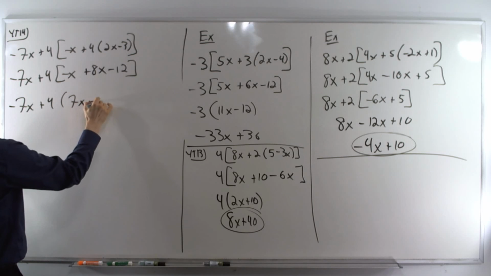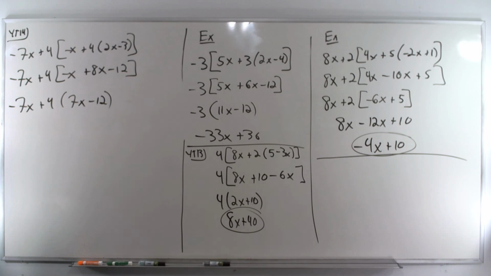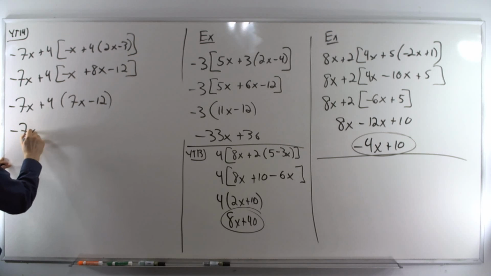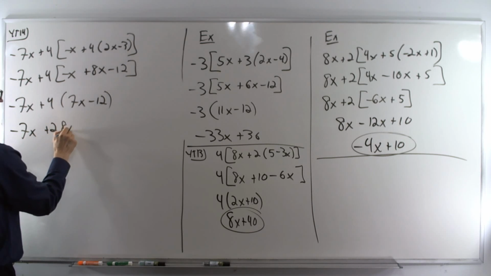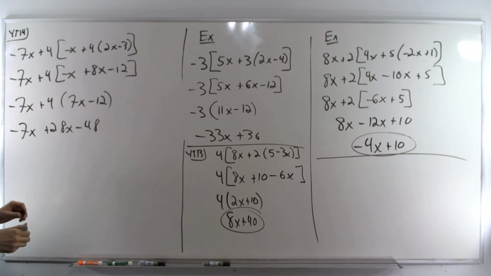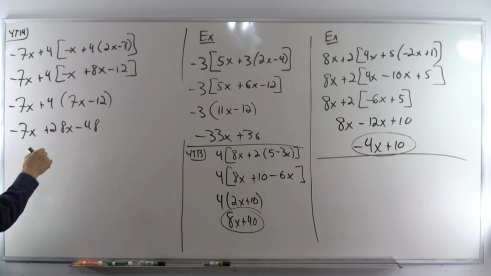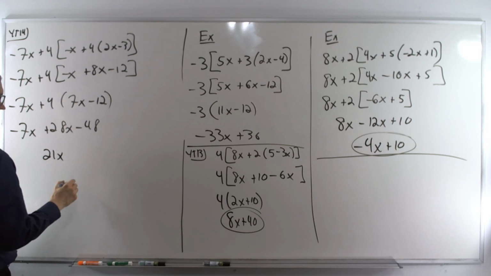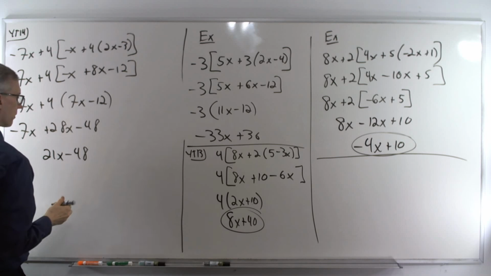7x minus 12. Now we can distribute. 4 into these parentheses. So that's 28x minus 48. Now we will combine these together, x terms, to get 21x minus 48.